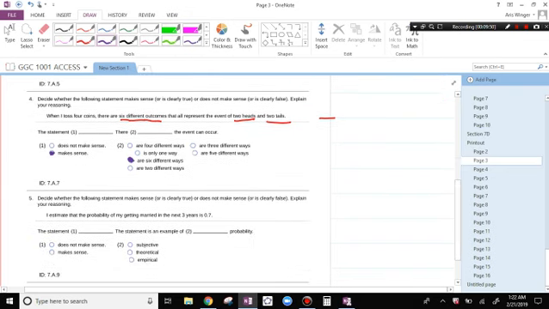Decide whether the following statement makes sense, or is clearly true, or does not make sense, or is clearly false. Explain your reasoning. I estimate that the probability of Mike getting married in the next 3 years is 0.7. That's perfectly fine. That's completely subjective. That's up to the person.